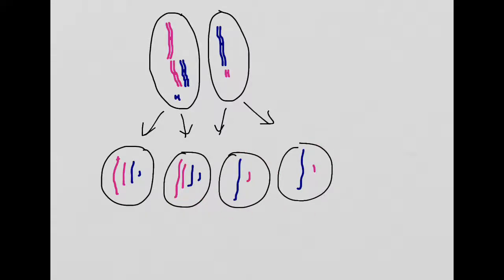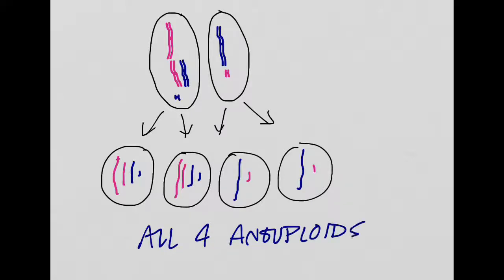So none of these are going to be gametes that have the correct number of chromosomes. They're all going to be aneuploids as a result of this, right? So all 4 are going to be aneuploids, which will lead to serious issues, right?